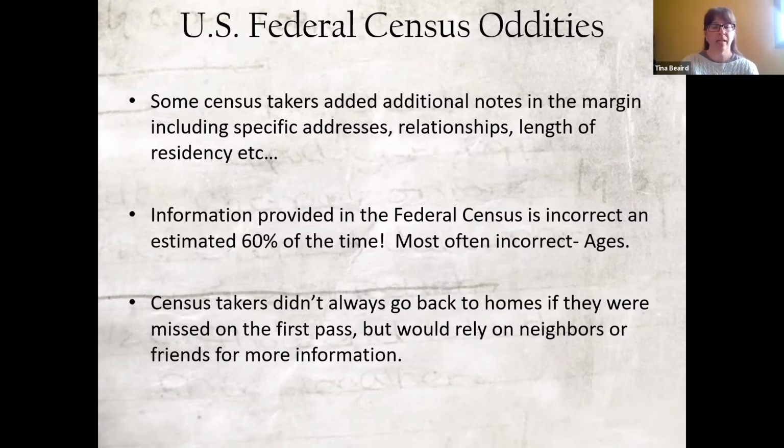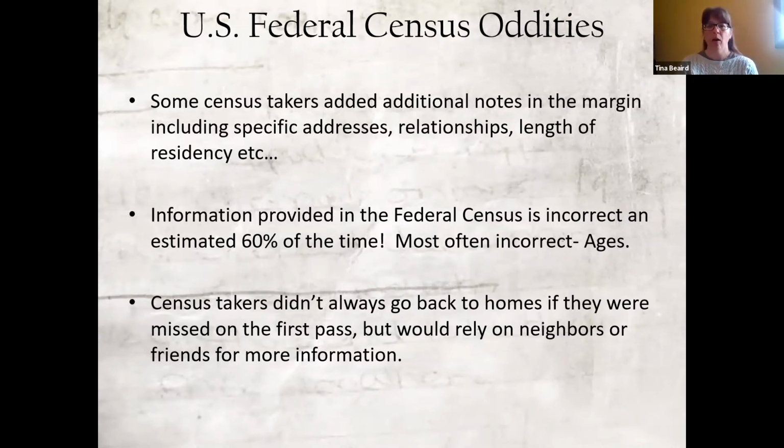Another downside is that a census taker didn't always go back to the home if they didn't answer the first time around. Sometimes they would just ask their neighbors or friends for more information. And the reason why that could be detrimental would be if my neighbors didn't realize that I was born in Texas or Massachusetts, they might tell the census taker that we were all born in Illinois. And that could change our census results when we're doing our searching.